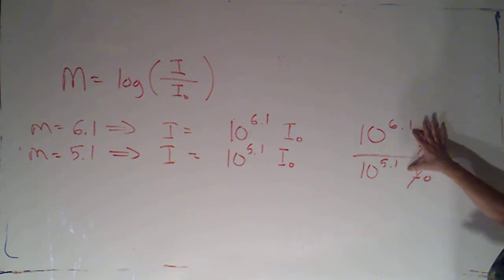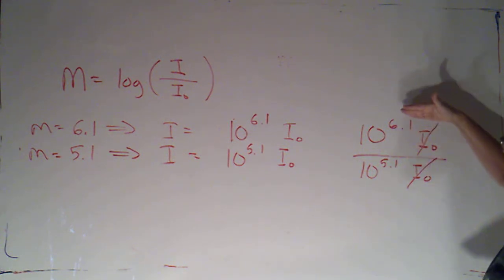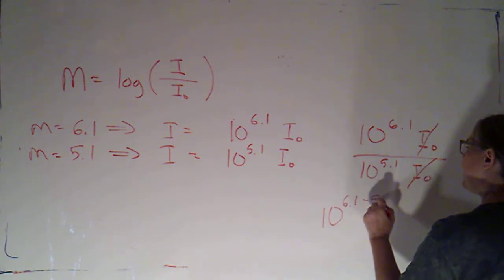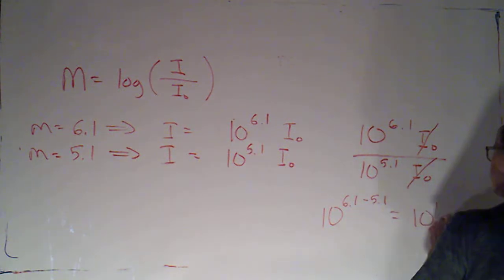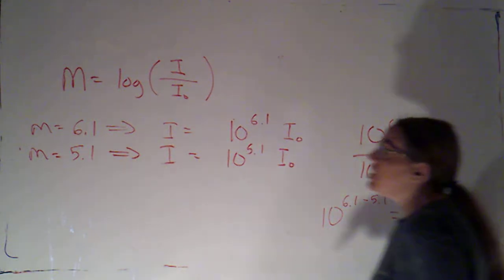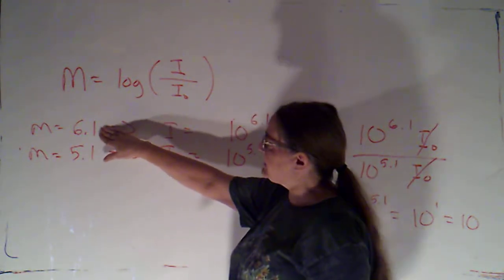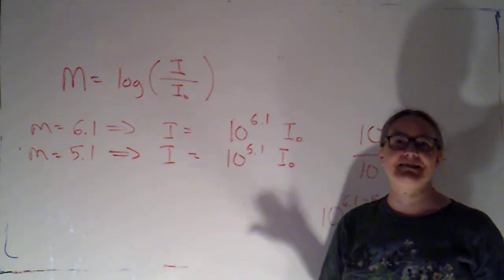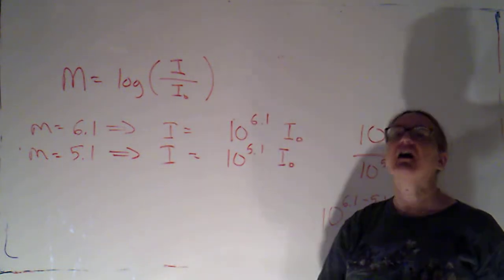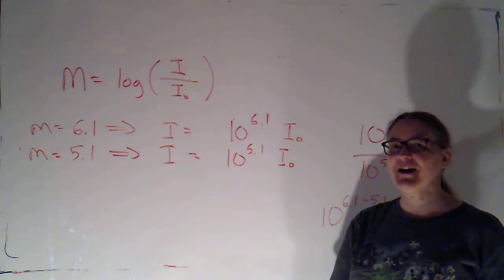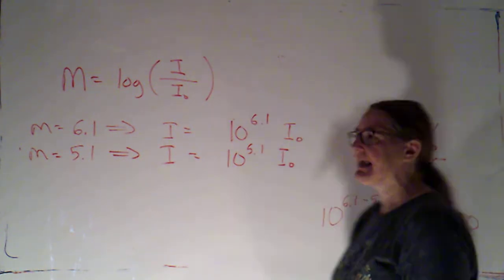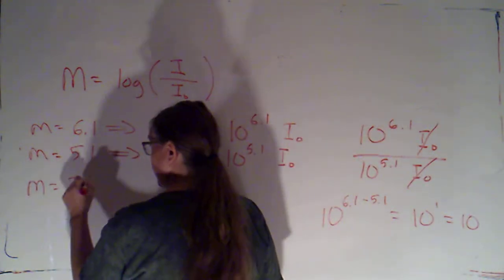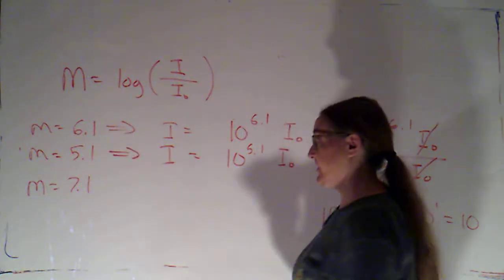Now, when I'm dividing exponential expressions like this, I can just subtract the exponents. So this would be 10 to the 6.1 minus 5.1. That's just 10 to the first, that's 10. So if the magnitude is just one more, that's saying it's 10 times as intense. So going up 1 on the Richter scale is going to make your earthquake 10 times as intense as the other one. Let's suppose my magnitude was 7.1, 2 more on the Richter scale.